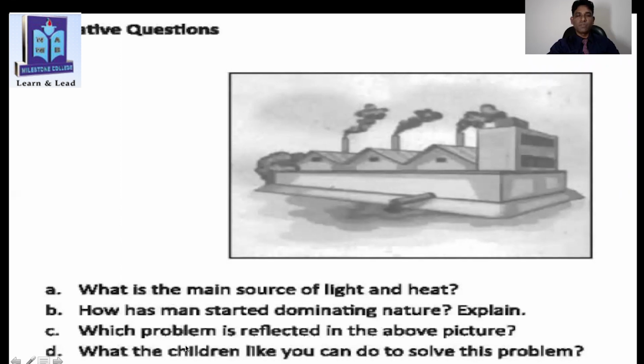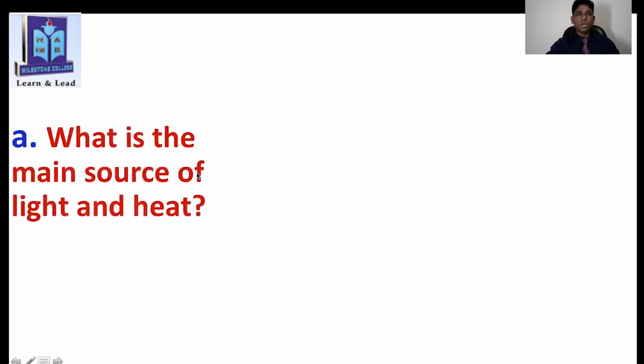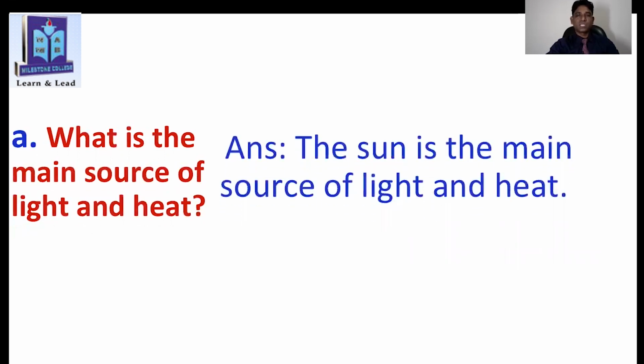And finally, D number, you can see here, what can children like you do to solve this problem? So here students, you have to answer these questions, but I will help you to give the answers. First question here, what is the main source of light and heat? You know the answer. What will be the answer? Yes, the sun is the main source of light and heat, isn't it? This is a knowledge based question, so you know it.